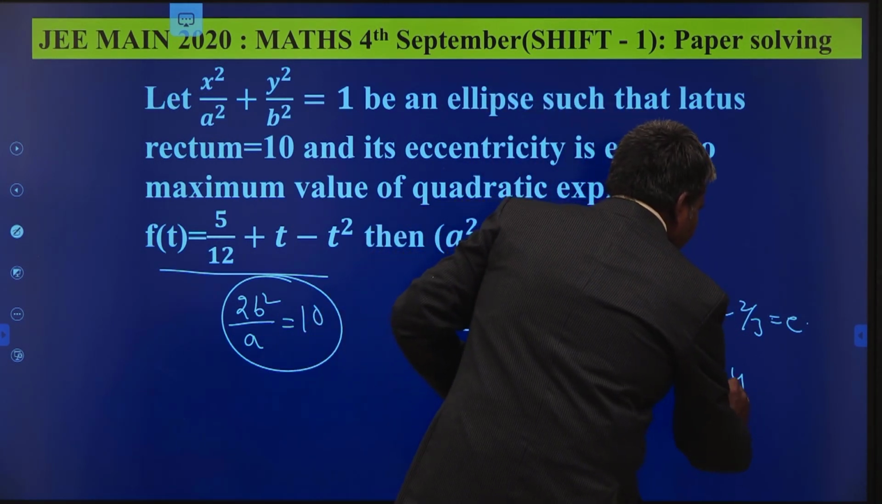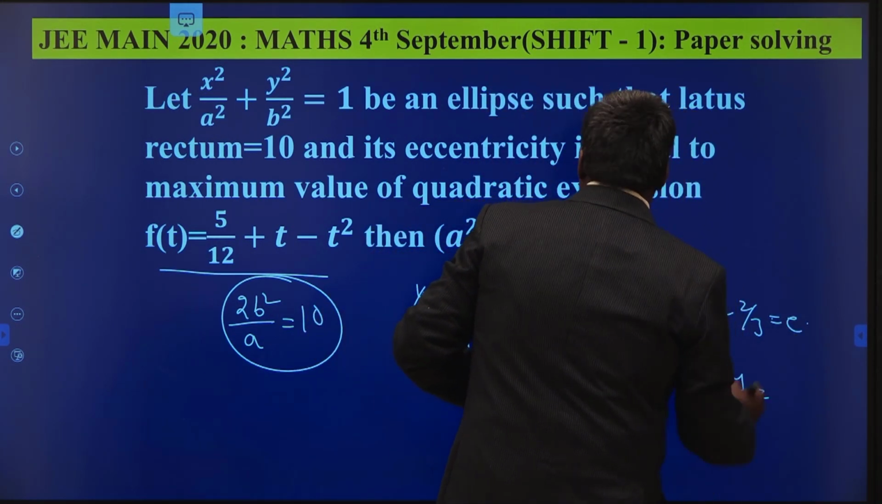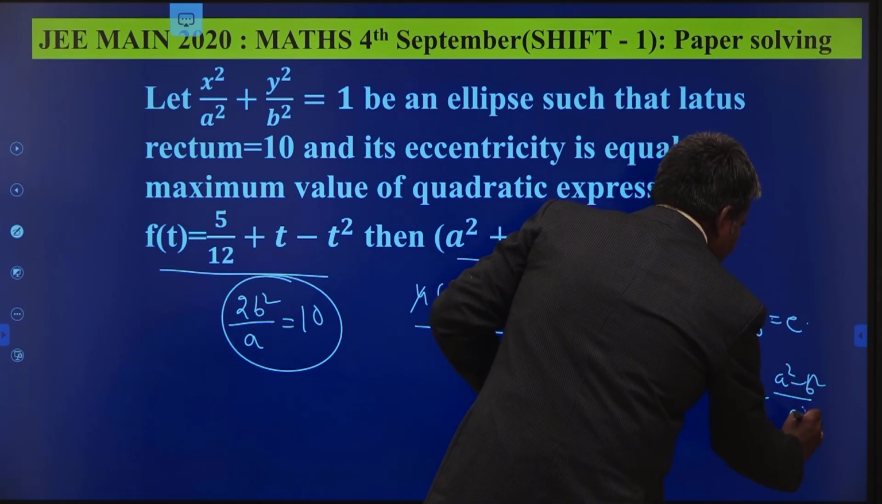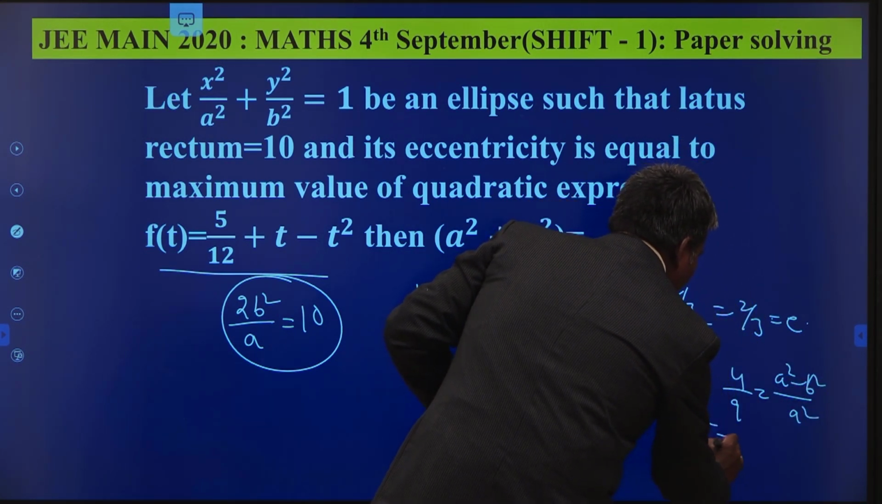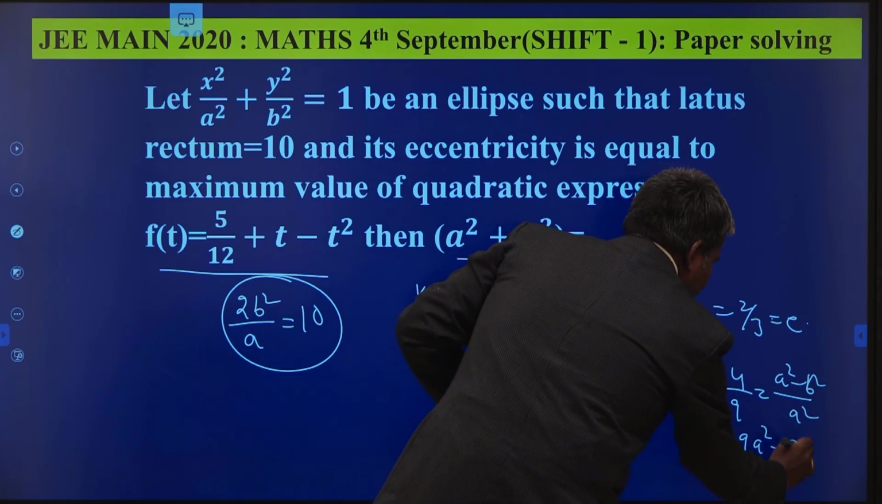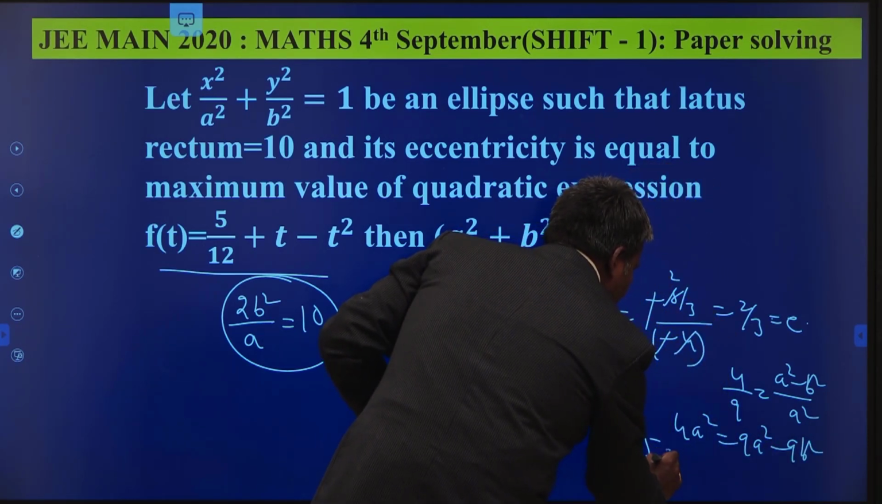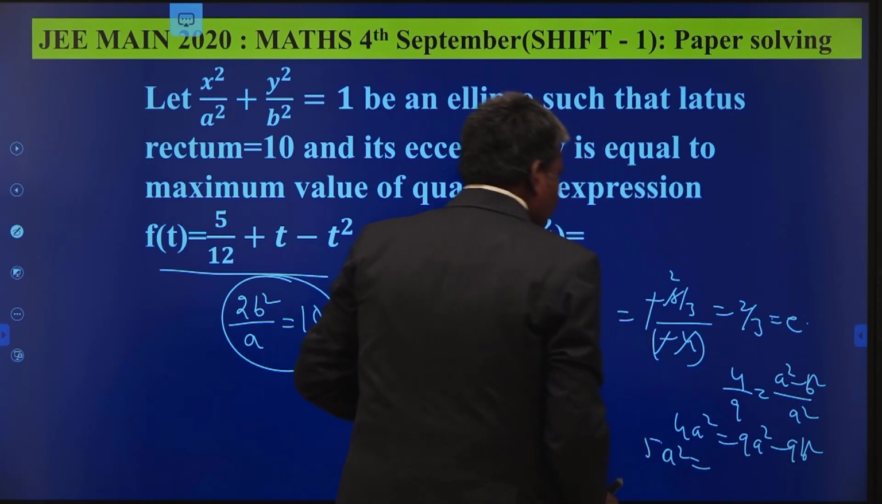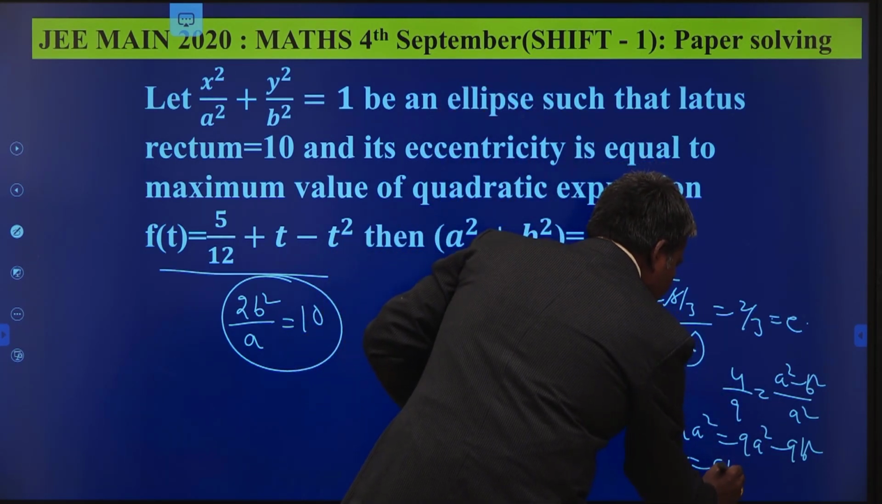So 4 by 9 is equal to e square, a square minus b square by a square. 4a square is equal to 9a square minus 9b square. That is 5a square is equal to 9b square.